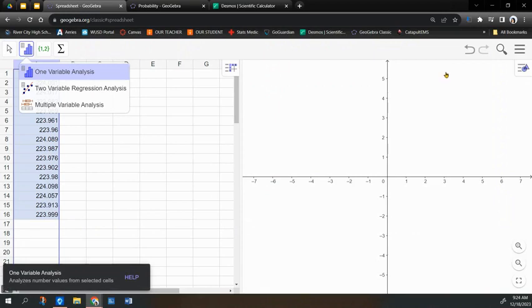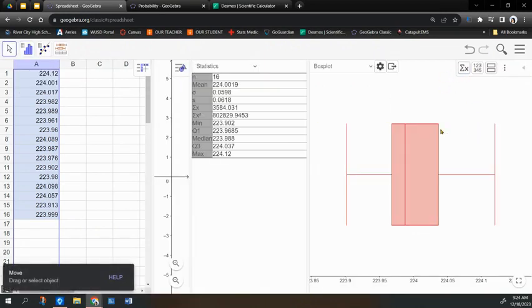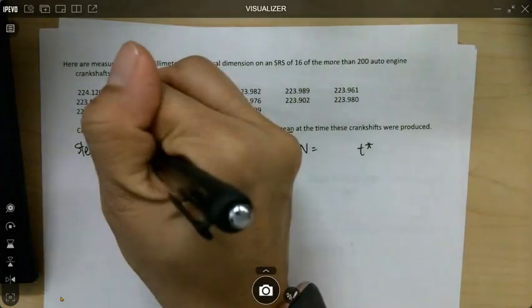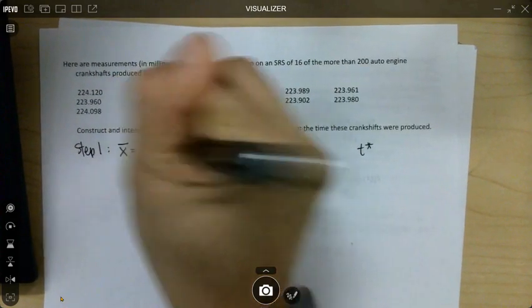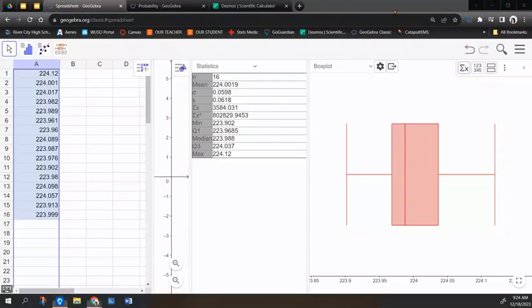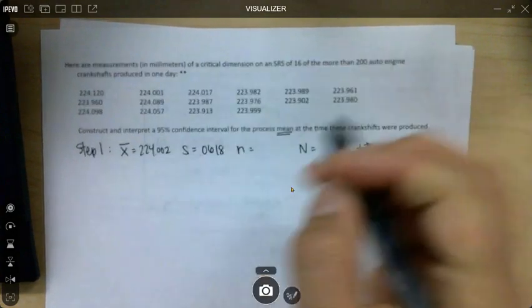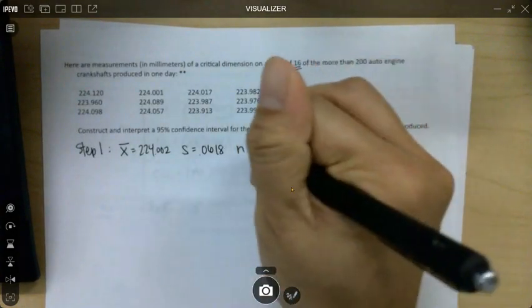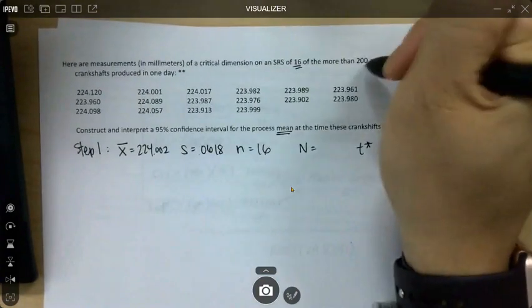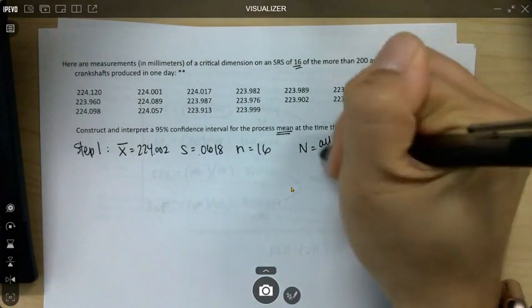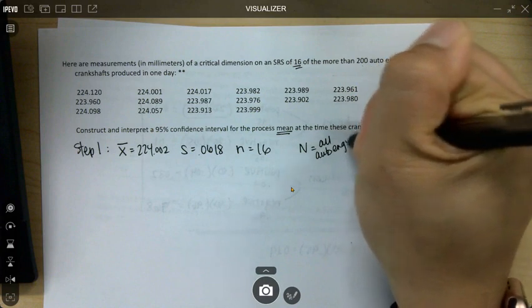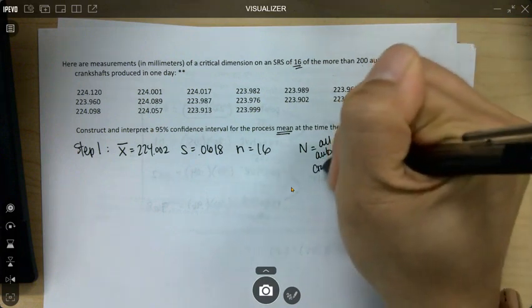So first thing I'm going to do is get x bar. So x bar is going to be the mean, so that's going to be 224.002. The standard deviation is going to be s, 0.0618. n we know is 16. And big N is going to be all auto engine crankshafts.